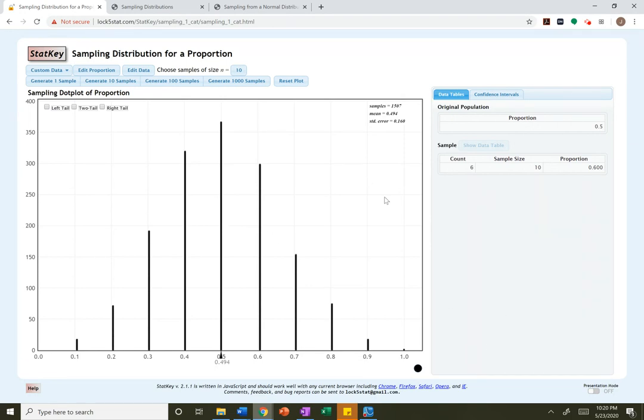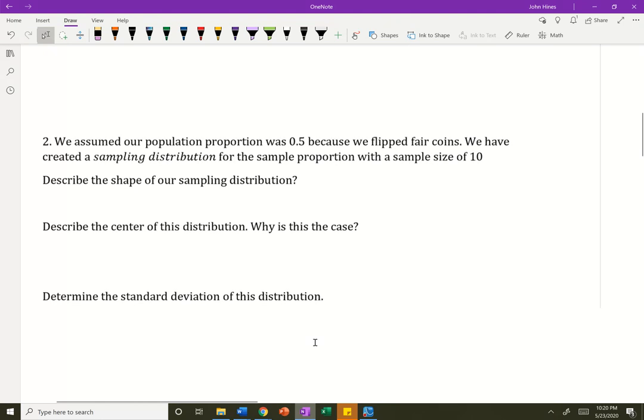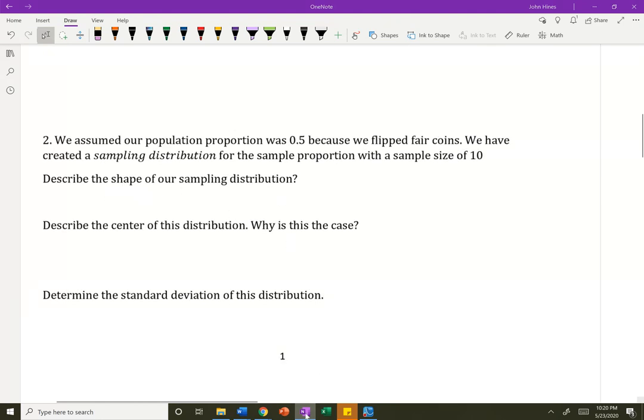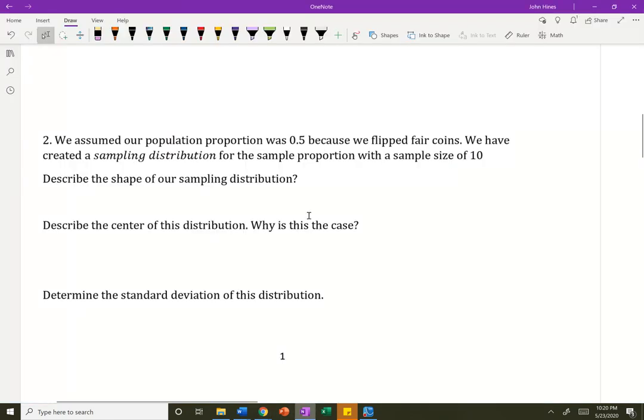So notice, what is this distribution centered about? What is the shape of it? This is called a simulated sampling distribution. This is a sampling distribution because it's a whole bunch of sample statistics. It's a whole bunch of p hats that I created. So what is it centered about? Well, it's centered about 50%. Why? Because what did I assume about my data? I assumed the true proportion was 50%. So it's centered about 50%.